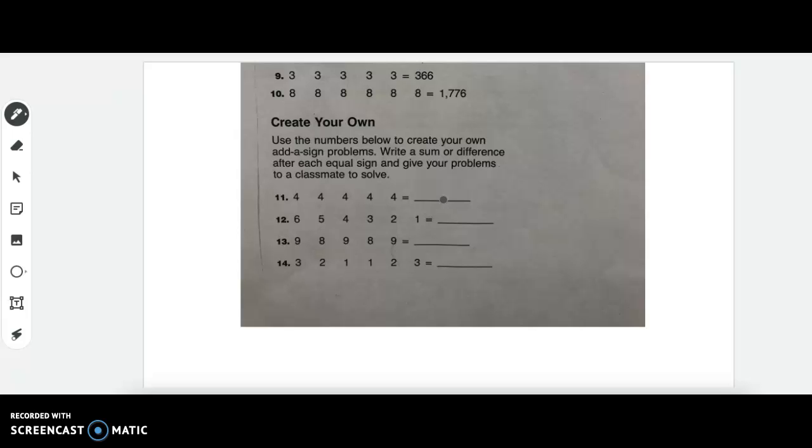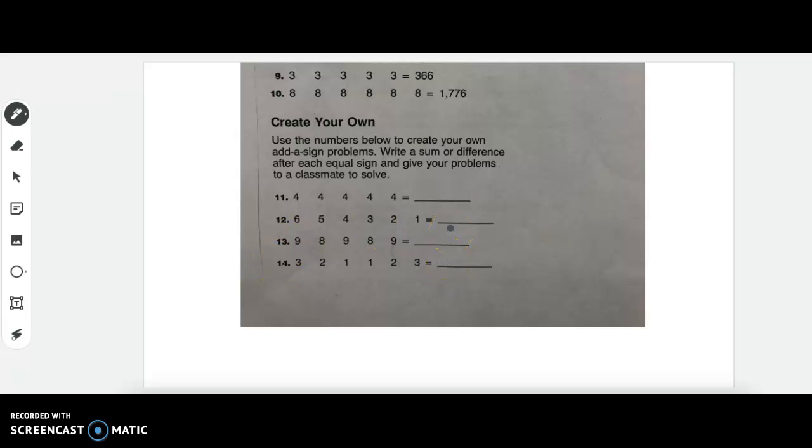Now, here is where if you wanted to multiply, you could. And you're saying, Mrs. Helm, we don't know how to do that. Well, some of them you do. Could you do 6,540? I'm sorry, that wouldn't be right. Let me restart. 65,432 times 1. You do know that one. So if you could put a multiplication sign, even though the directions just say a plus sign or a minus sign, you can challenge yourself if you want to in these number 11 through 14.